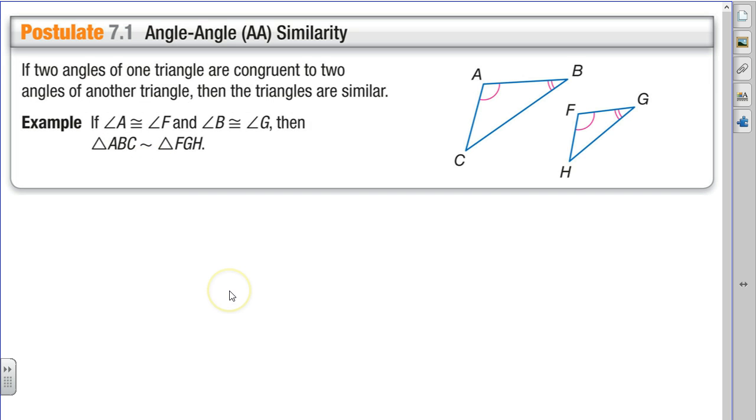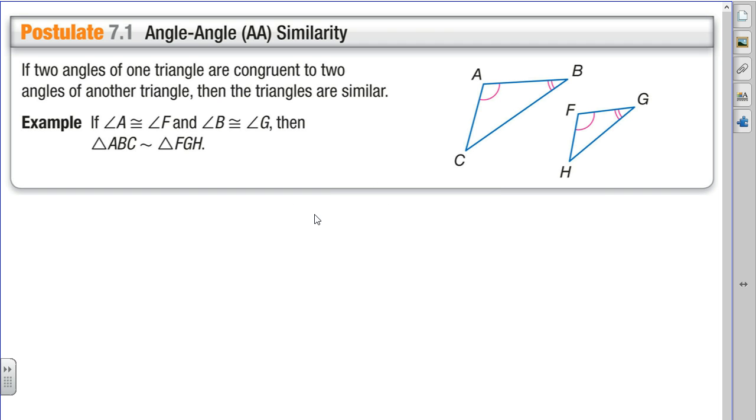So first postulate, postulate 7.1, angle angle similarity. If you need to, pause me to copy it down. Otherwise, if you can copy it while I'm talking, go with it. But basically, if we're going to prove that two triangles are similar, all we really need to do is prove that two pairs of angles are congruent. If you can do that, you can prove that they're similar.